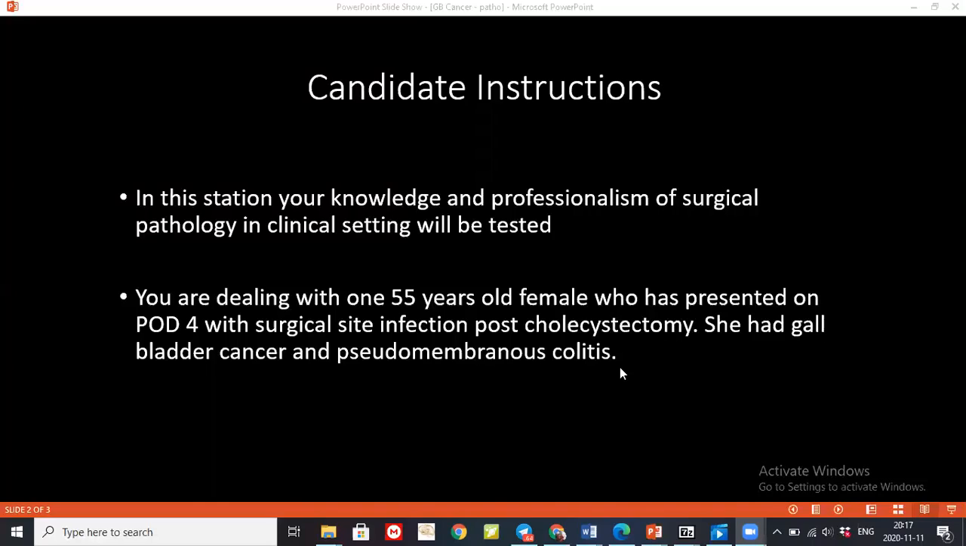Very good. What are other causes of post-operative bloody diarrhea, other than pseudomembranous colitis? It can be due to stress ulcer, ischemic colitis, infective colitis, or bowel ischemia. Very good.